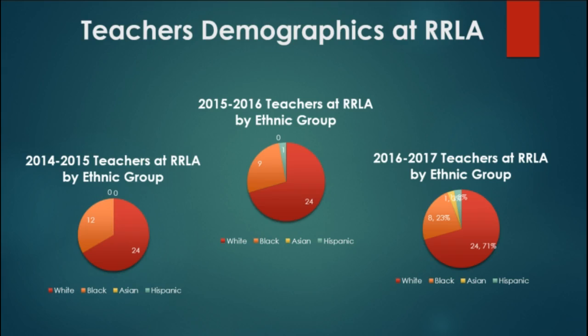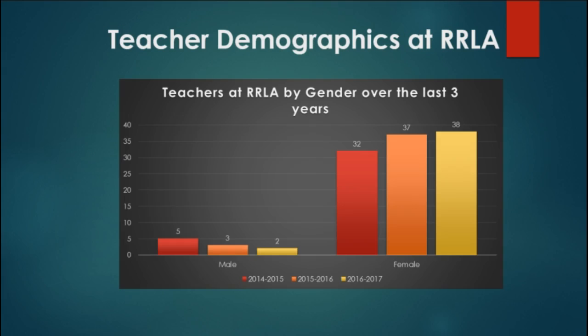Next, we will dive into teacher demographics at RRLA. Our teacher demographics have not changed much. RRLA is primarily made up of white teachers, although in 2017, our school had a more diverse population of teachers, having a few teachers that fell in the Hispanic and Asian ethnic groups. RRLA teachers are mostly female, which has stayed the same throughout the past 3 years.